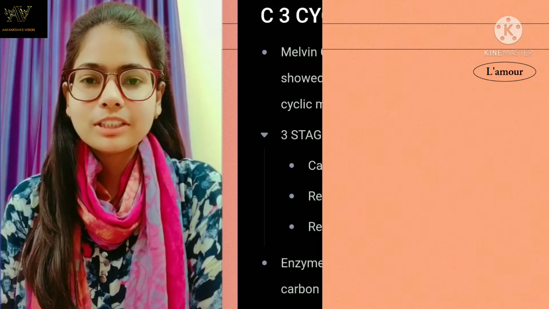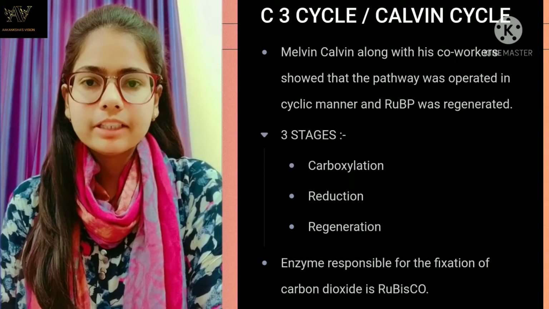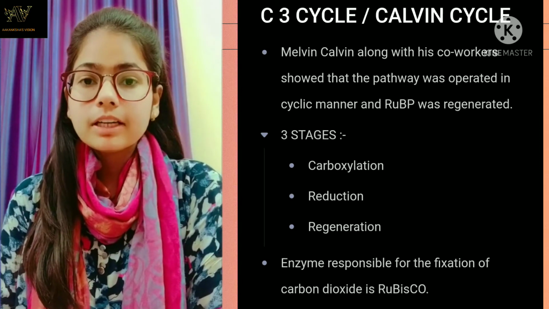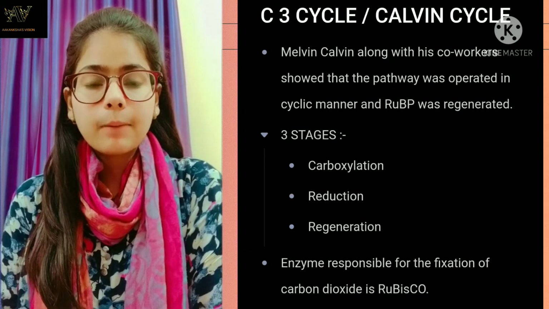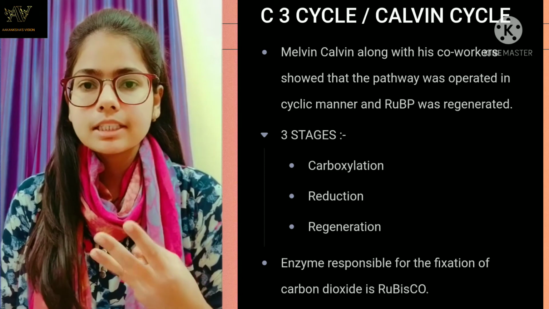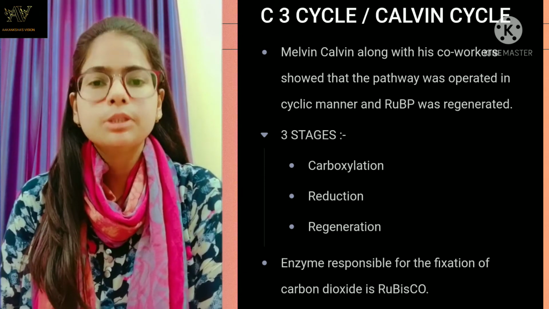So let's talk about the C3 cycle, or the Calvin cycle. It is named after Melvin Calvin, and Calvin along with his co-workers showed that the pathway operated in a cyclic manner, as well as that RuBP was regenerated. Basically there are three stages of the Calvin cycle. First is carboxylation, second is reduction, and third is regeneration.